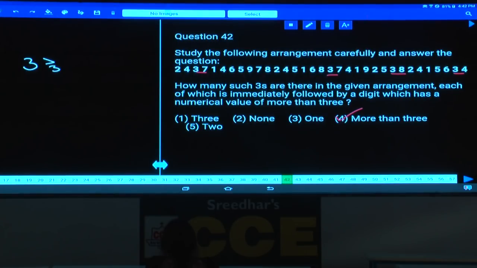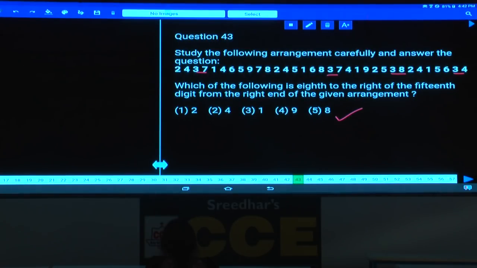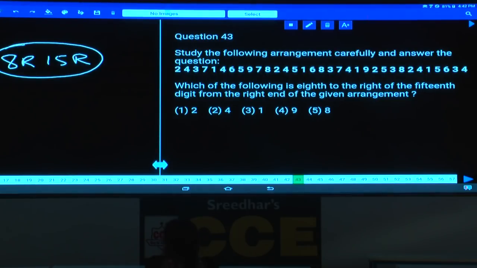Then question number 43. Which of the following is the 8th to the right of the 15th digit from the right hand? Now it's a right and right. Right and right means that now the direction is same. As the direction is same, hence subtract between these two. 15 minus 8 is 7. Now we need to find out the 7th element from the right hand. 7th from the right hand, tell me here 4, 5, 6, 7. What is your answer here? 2, that is choice 1.